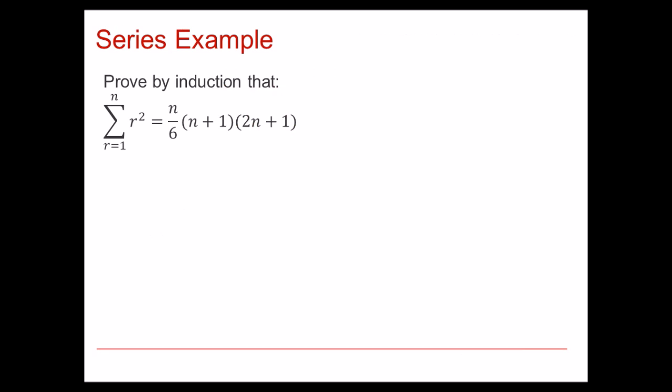Previously, we've used the formula for the sum of r squared from r equals 1 to n equals n over 6 times n plus 1 times 2n plus 1. But we haven't proved that this result is true yet.